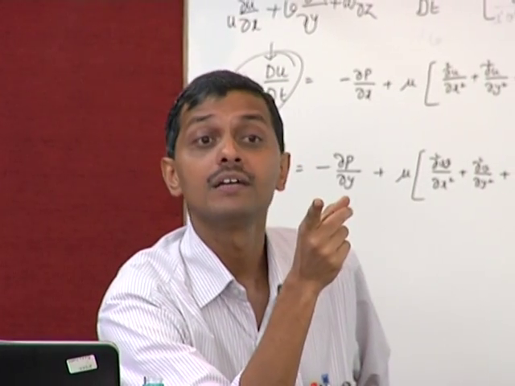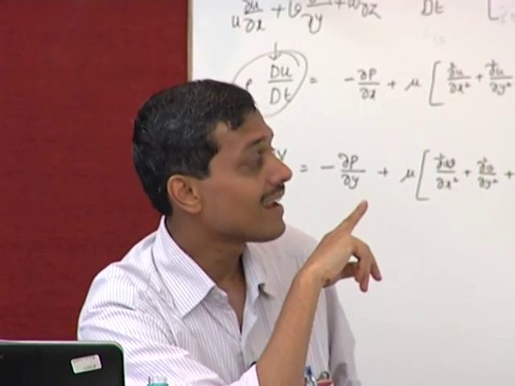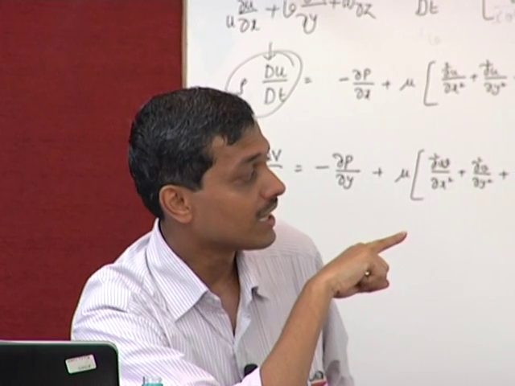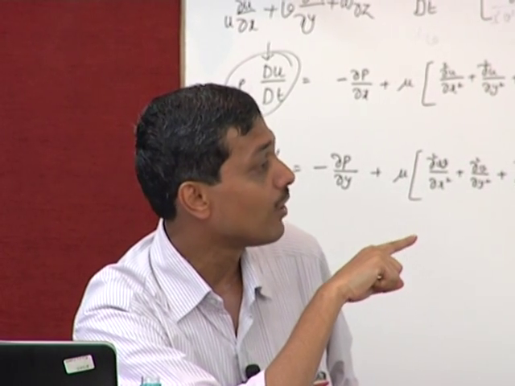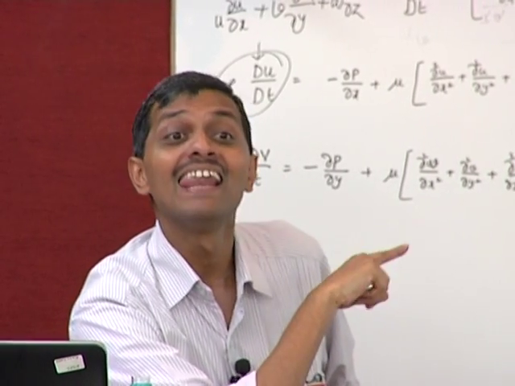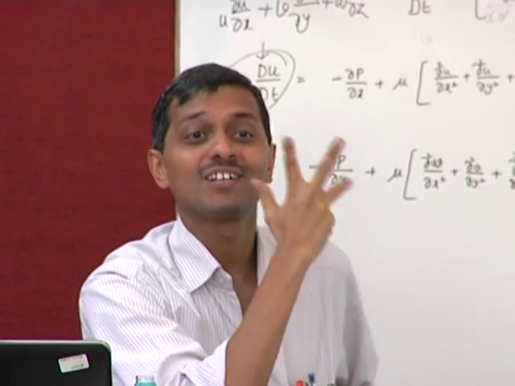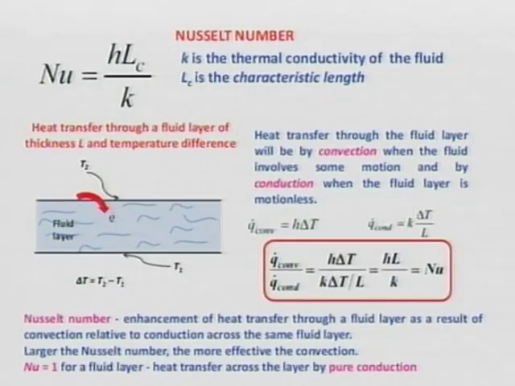That is very important, because textbooks tell us q convection upon q conduction equal to h delta t upon k delta t by l. Question is, l is what? You rightly said that l is boundary layer thickness. It is not the pipe diameter or the flat plate, because conduction, where is the conduction happening? Just within the boundary layer.